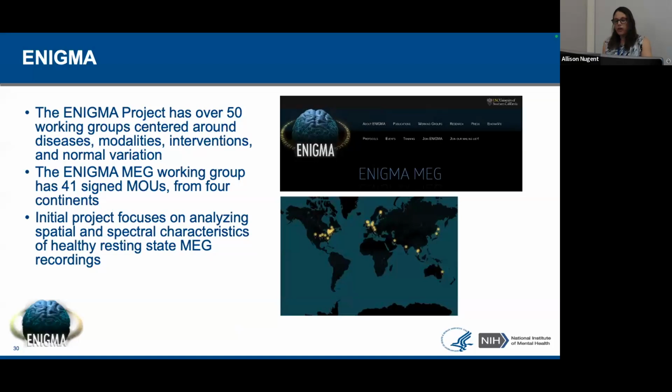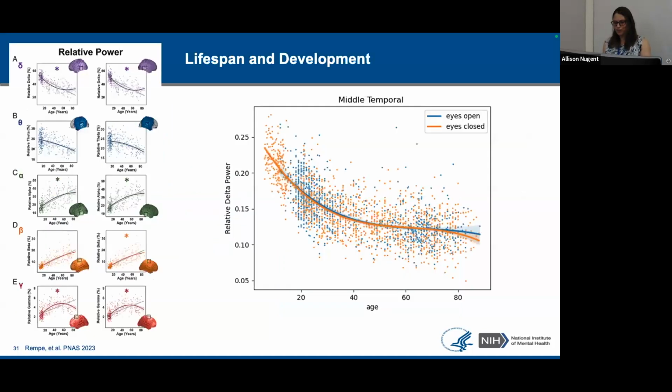One thing we've been doing at NIH is forming a working group within the ENIGMA consortium. ENIGMA was a project that was originally started to address reproducibility concerns in neuroimaging genetics research, but it's since extended well beyond that. Now we have a working group that's devoted to demonstrating the feasibility of large-scale MEG studies. And we currently have about 41 sites worldwide that have signed on to this effort.